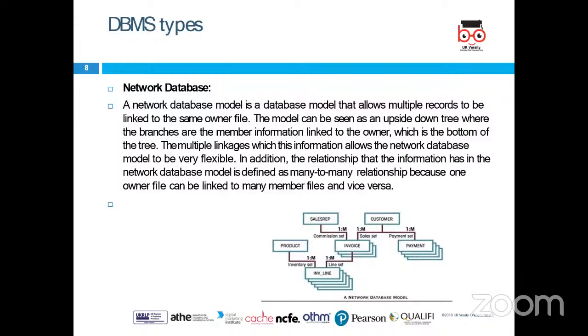As we can see, there are different types of relationships, such as one-to-one, one-to-many, many-to-many, and in this case, with a network database, we're going to look into a many-to-many relationship.